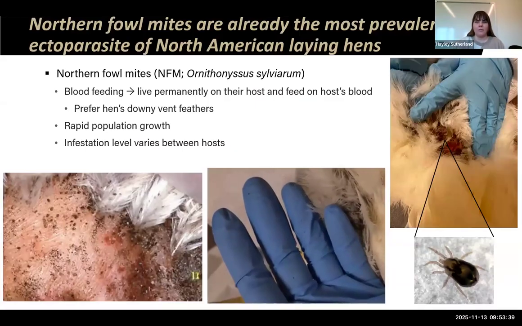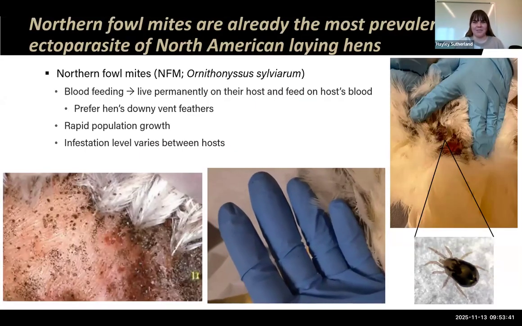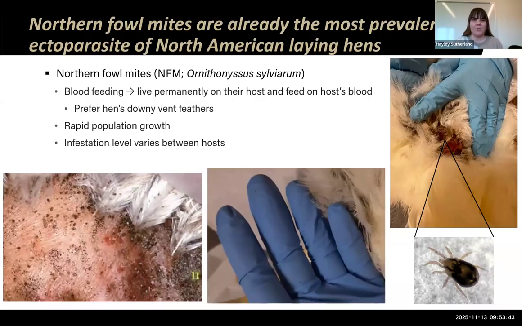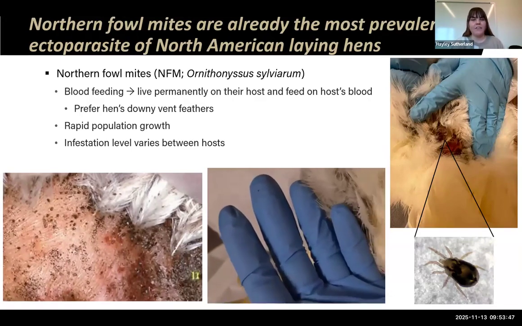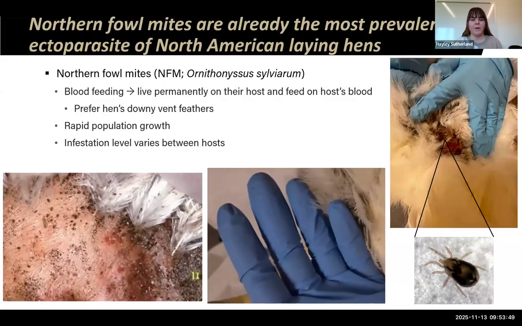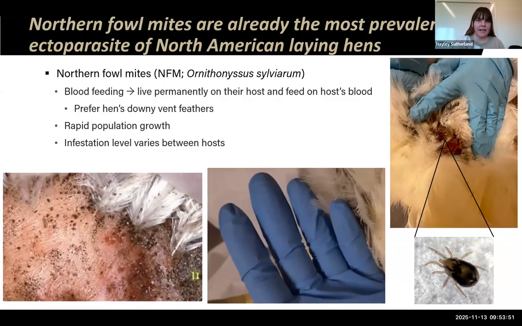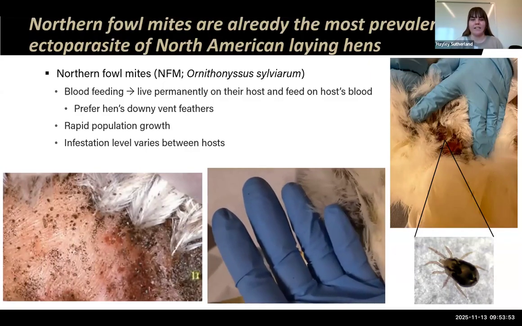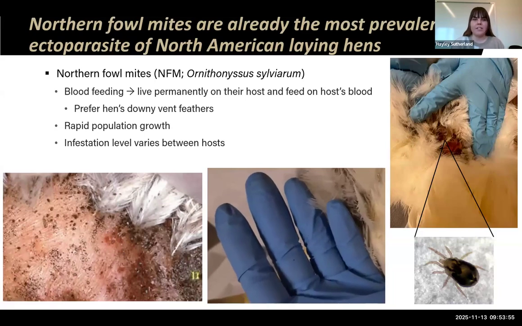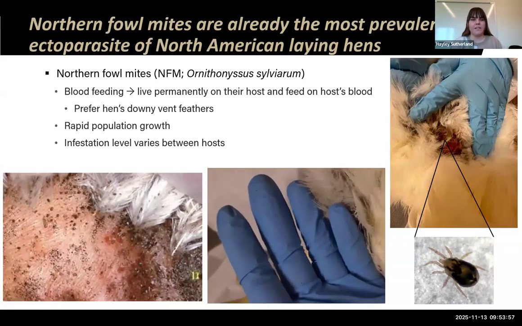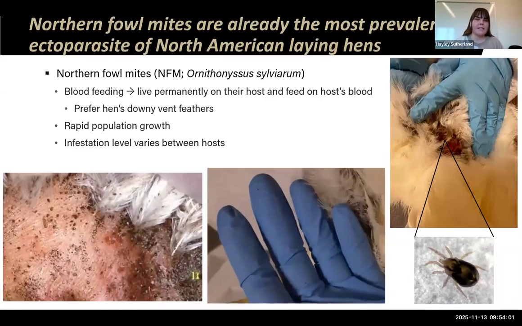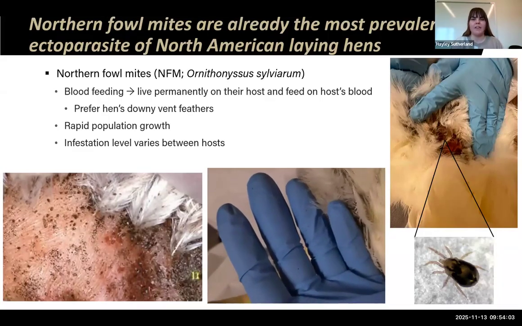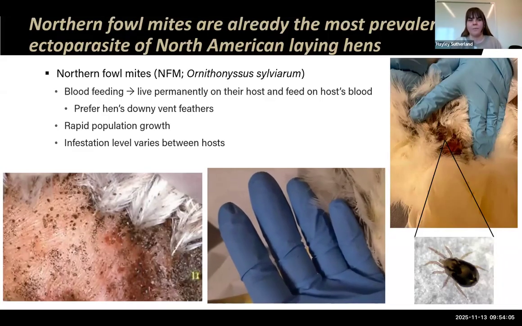Now, I want to introduce our villain of the story, which are going to be the northern fowl mites. These guys are already the most prevalent ectoparasite of our North American laying hens. They're a blood-feeding type of mite, so they're living permanently on their host, in this case the laying hen, and they're feeding on the laying hen's blood. Because of their ecology, they prefer to live on the hen's downy vent feathers, mainly because of its nest-like microclimate, but also it's kind of a hard area for the hen to reach.